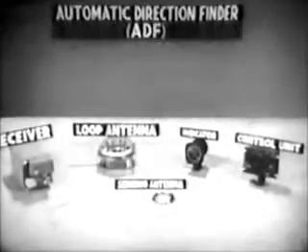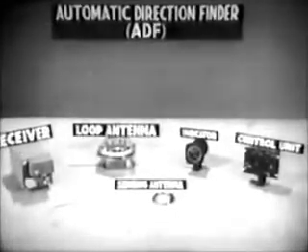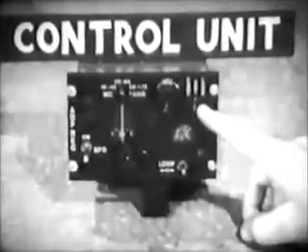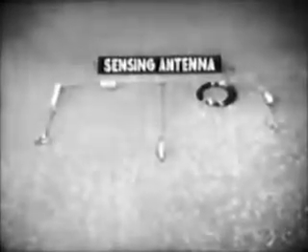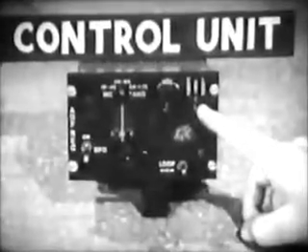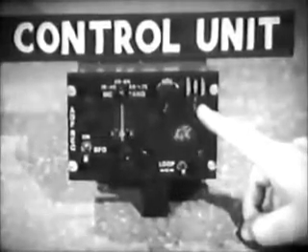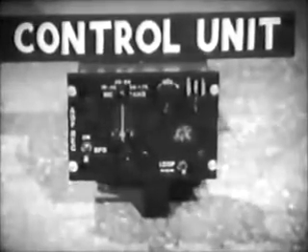The ADF receiver can be operated in any one of three methods. The pilot selects the desired method with a function switch on the control unit. In the antenna position, the receiver is connected only to the non-directional wire antenna and serves as a simple radio receiver. This position is normally used for tuning and identifying the station.